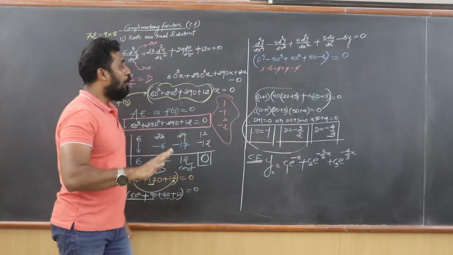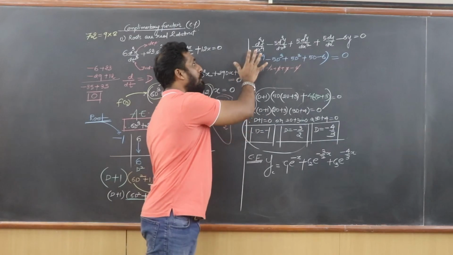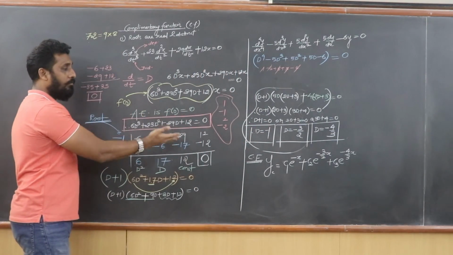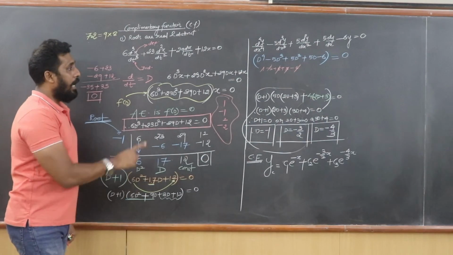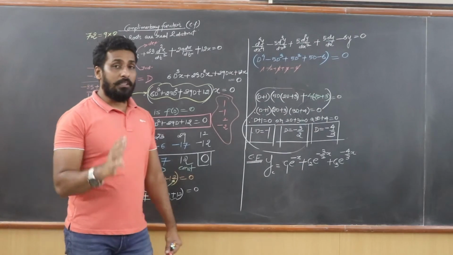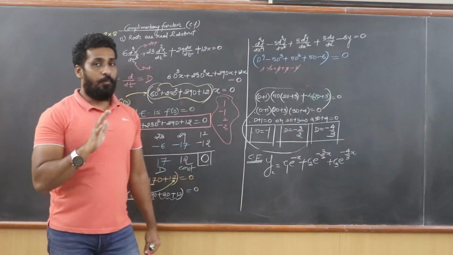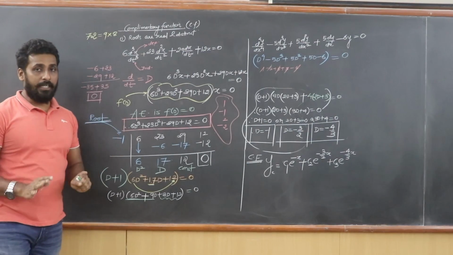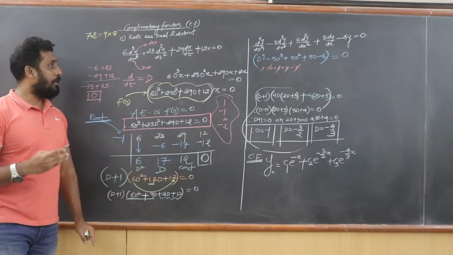So I want you to seriously give a try to the second question that is given out there, and then write the roots accordingly, and then finally once you write the roots, get the complementary function. So this is how we do a problem of the first type when the roots are real and distinct. Keep watching for the next types as well.